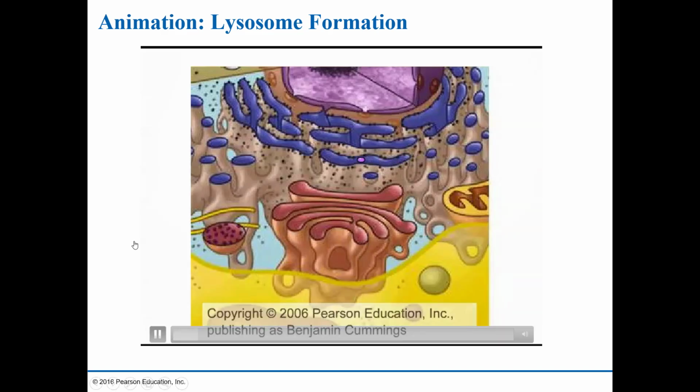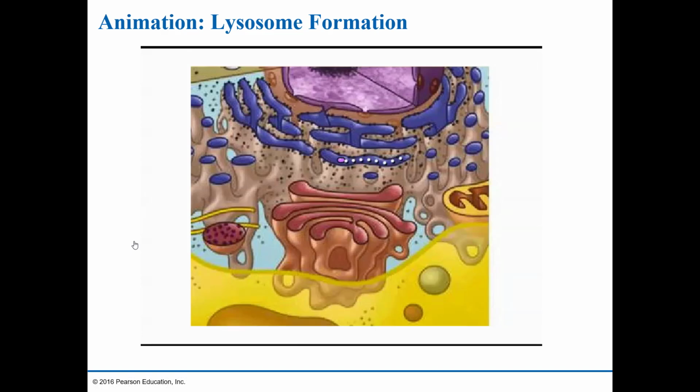Like secretory proteins and some other proteins, proteins destined for lysosomes are made on ribosomes bound to the rough ER and move through the endomembrane system. In this case, the lysosomal protein-containing vesicle that buds from the Golgi apparatus is the lysosome itself.